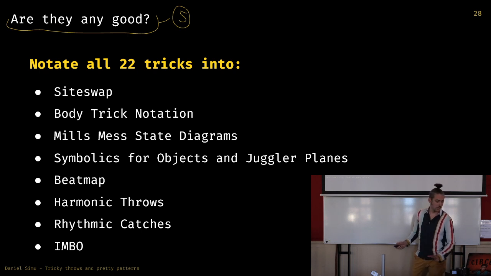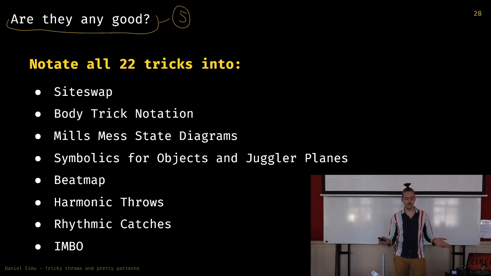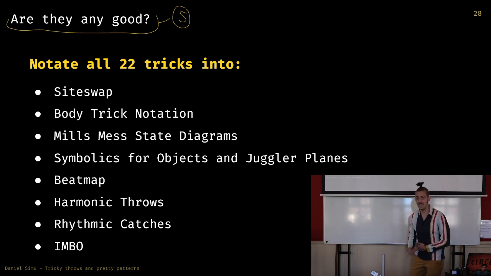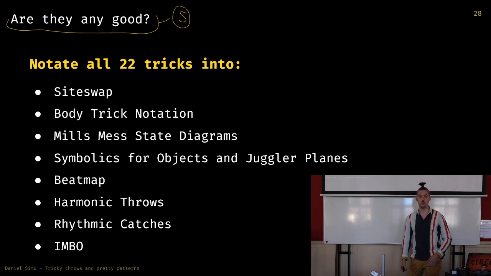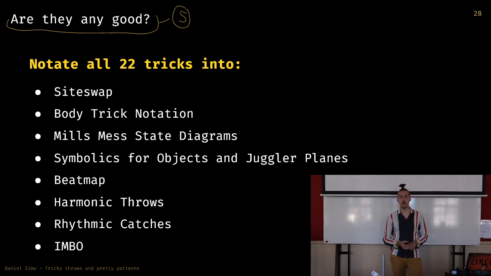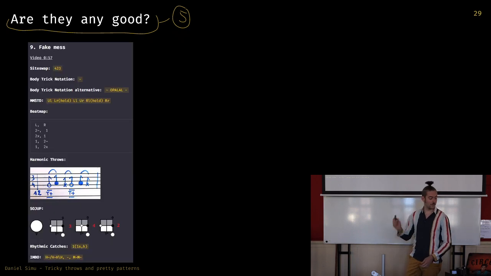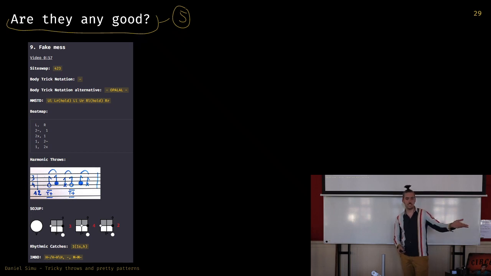Yes. So I had 22 tricks, and then I wanted to notate them in 8 different notation systems. I am not an expert in all of these systems, so for the system of beatmap, I got help to notate this from the beatmap author, Luke Burge. And then the system harmonic throws, all the harmonic throws notations were done by the author of harmonic throws, Jonathan Ladier. He did them for me, so thank you for that. And then I had for each of these tricks, so this is fake mess, one of the tricks in the list, I had these 8 different notations.